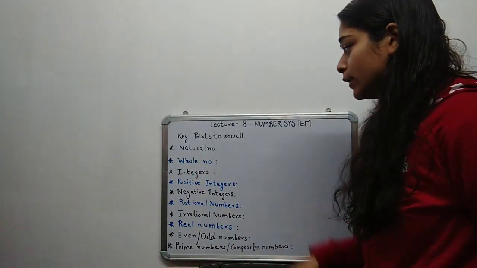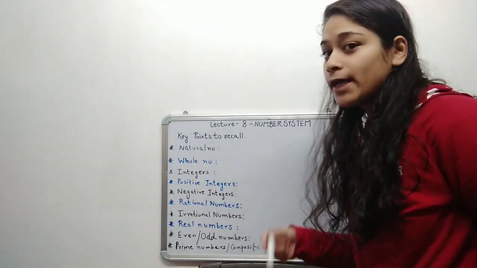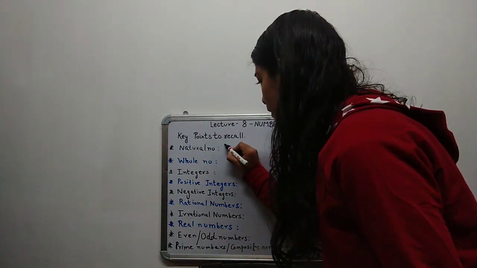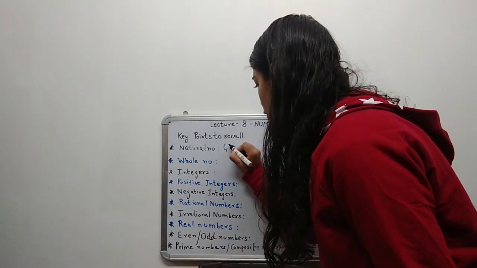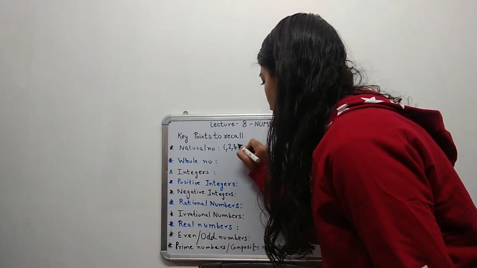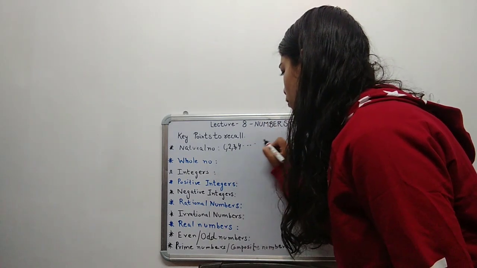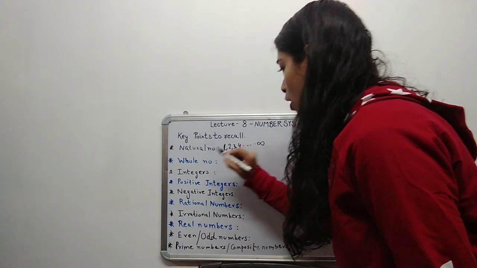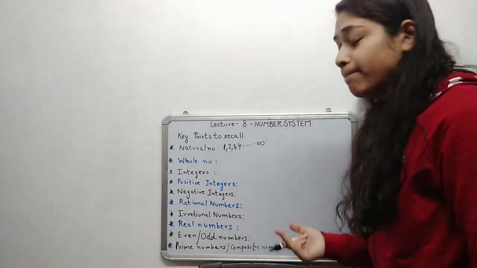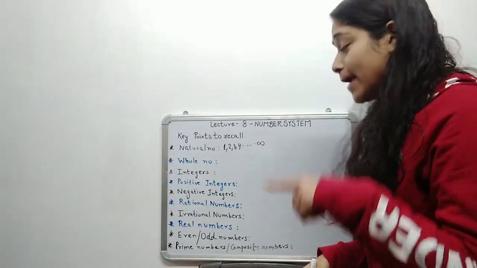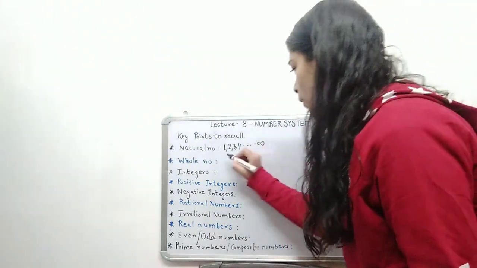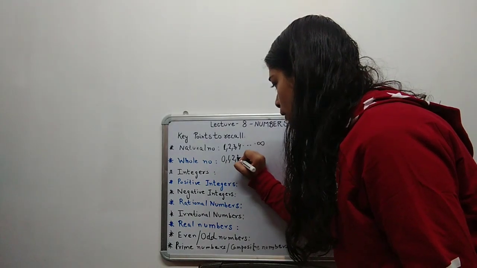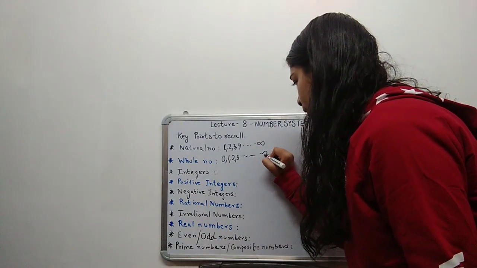Okay. The first one is natural numbers. What are natural numbers? The numbers which we use for counting are called natural numbers, except 0. So for example 1, 2, 3, 4 up to infinity. Okay, what are whole numbers? The numbers which we count, but here we include 0 also. So it will start from 0, 1, 2, 3 to infinity.